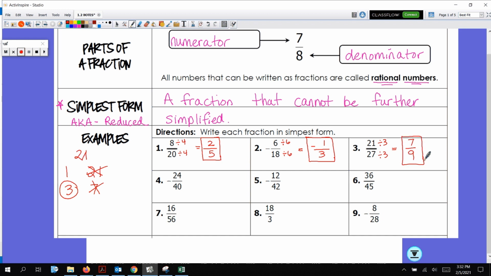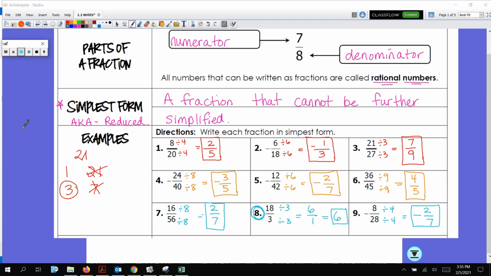Okay, so why don't you go ahead and pause the video and really try to do 4 through 9 and see if you get the right answers. Ooh, it's like the magic of TV. Don't you love it? No, I'm just kidding. All right, I'm sorry.